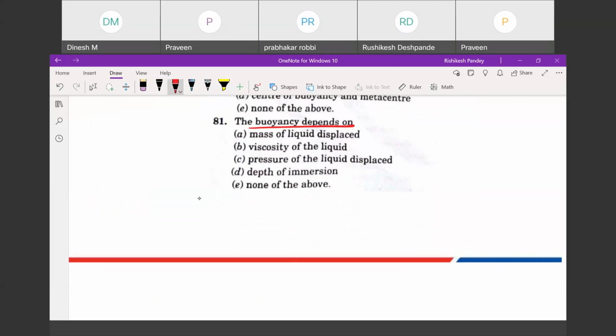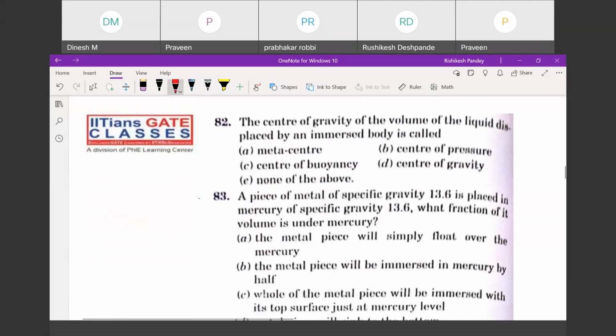Buoyancy force depends upon what? The mass of liquid displaced. Obviously not the viscosity, pressure, or depth of immersion, all those things. Question 82. Are you able to see this question? Some of it is looking a little blurred. The center of gravity of the volume of liquid displaced by an immersed body is called what? Yes, it is center of buoyancy.